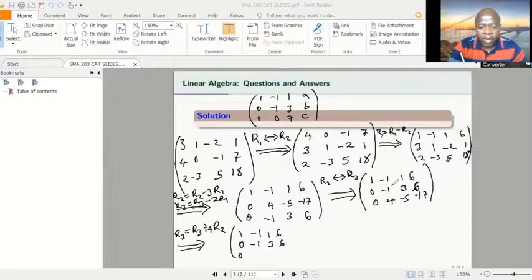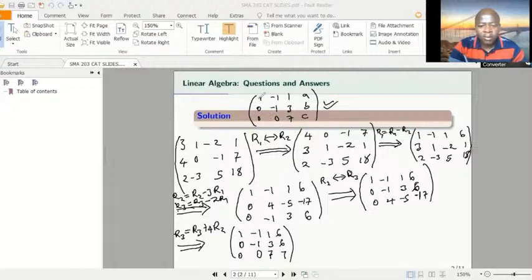And then -1 times 4 plus this 4, which gives us 0. And then 3 times 4, which is 12, plus -5. That gives me 7. And then 4 times 6, which is 24, plus -17. And that gives me 7. So now I have what I wanted to achieve.